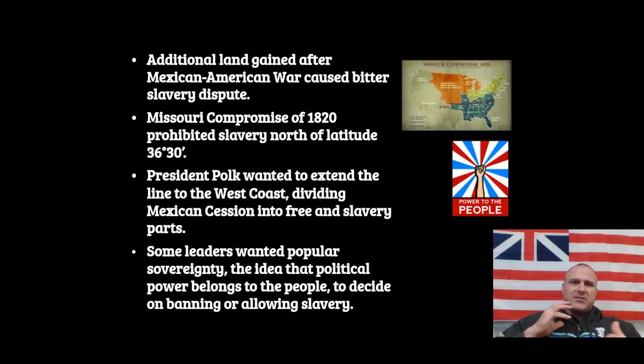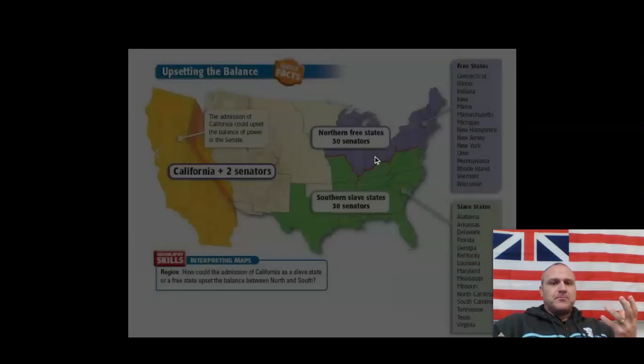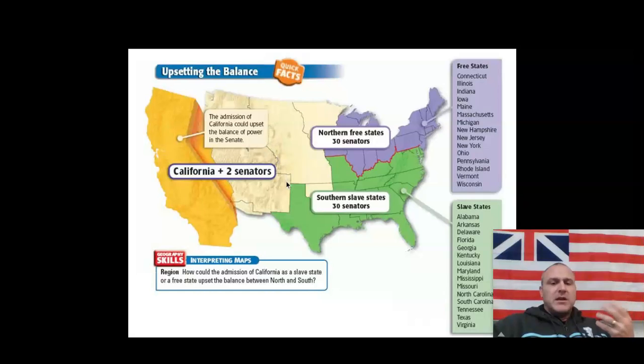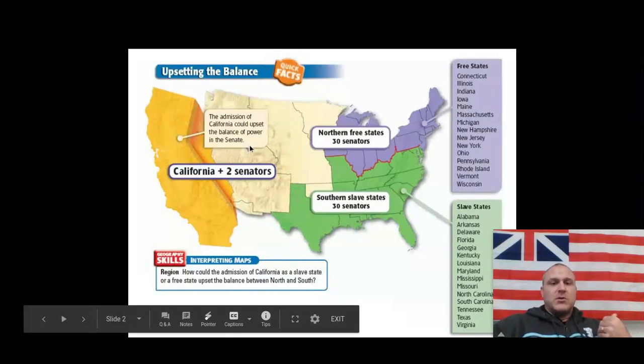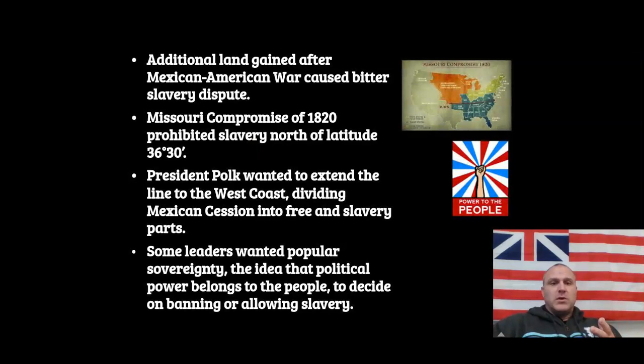All right, so let's go back to the beginning. We have to go back to 1820 before we start talking about 1850. You have to remember that after the Mexican American War, we gained all this land, what we call the Mexican Cession: Texas, California, and so on. What are we going to do with this land? So this gives us the California question.